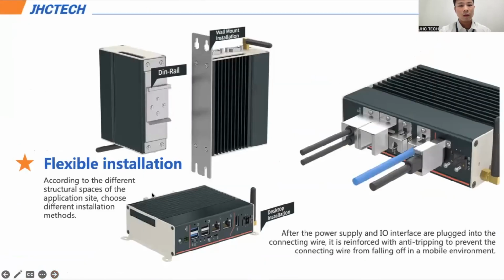Okay, next is flexible installation. There are three installation methods. The first is DIN rail mounting, or wall mounting, or desktop mounting. And we also designed a reinforced anti-dripping structure to prevent the connecting wire or cable from falling off in a mobile environment.